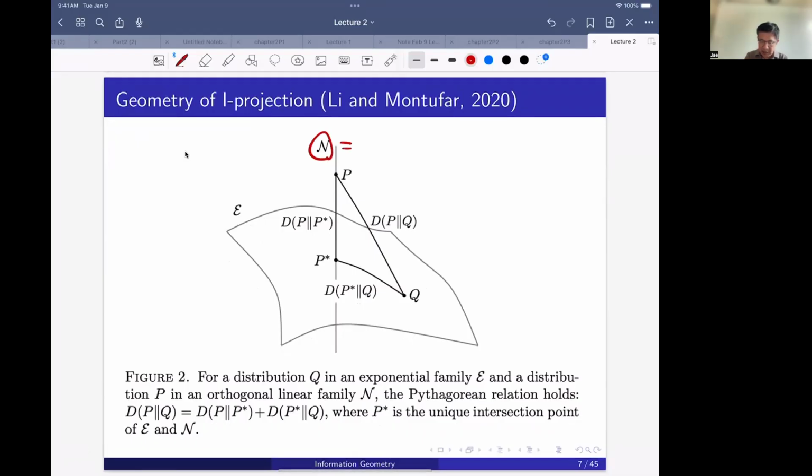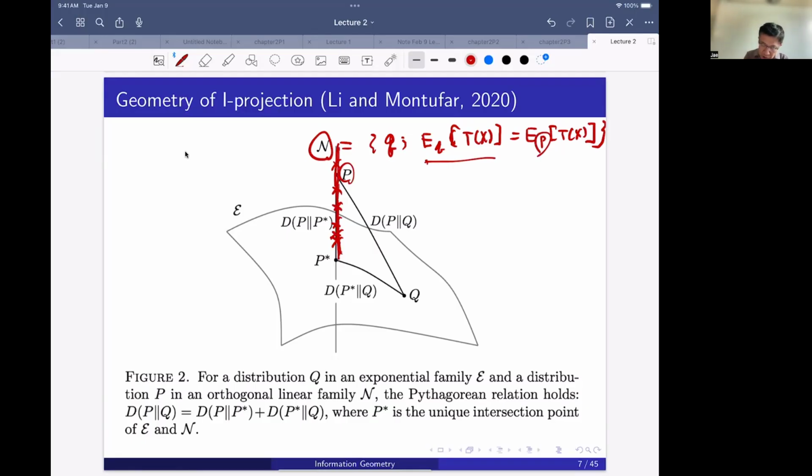This is the set of all P, given Q's, whose expectation of the sufficient statistic, here T, is equal to P. Any element in this line basically has the same expectation with respect to T, with this particular given P. So this is one geodesic, this is the M geodesic line.